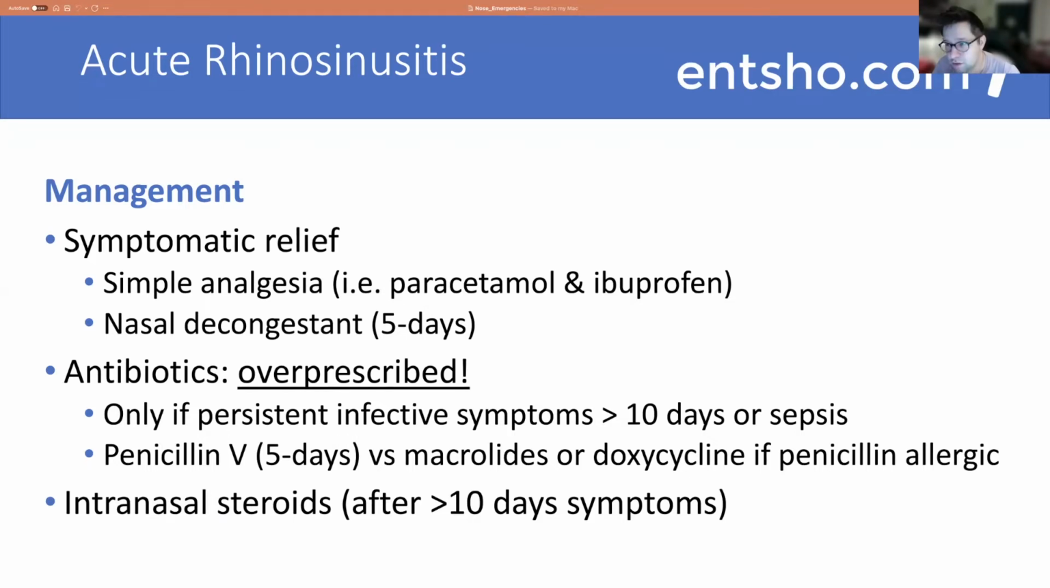The NICE guidance, so the UK guidance for how to manage this in primary care, is that really we don't give antibiotics if it's uncomplicated and the symptoms are lasting under 10 days. But of course, if it's lasting longer or there are signs of complications, then antibiotics ought to be given. As with most things, of course, the antibiotic of choice depends on your local guidelines, depending on local patterns of resistance. And intranasal steroids, of course, will dampen down the inflammation as well. But again, that is to be given after 10 days of symptoms.